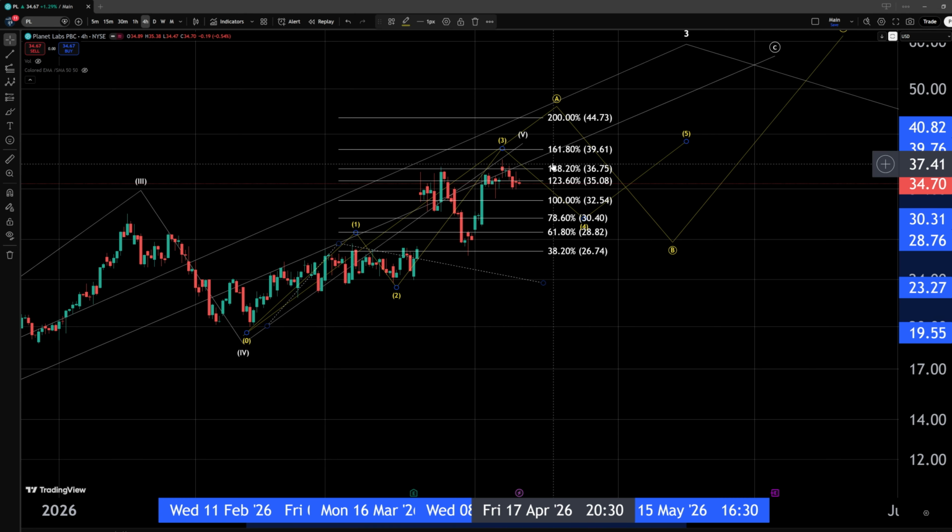We have a possible ending diagonal within this structure. We might be able to get away with the idea of an impulse, but the idea is we have a 5-wave structure complete. It doesn't need any further extensions. So I would be looking for the area of support for a wave 4, which allows me to look as low as the 61.8% retracement.